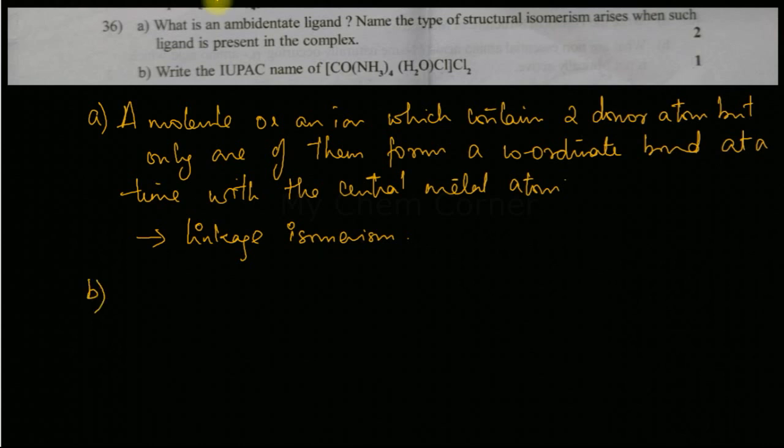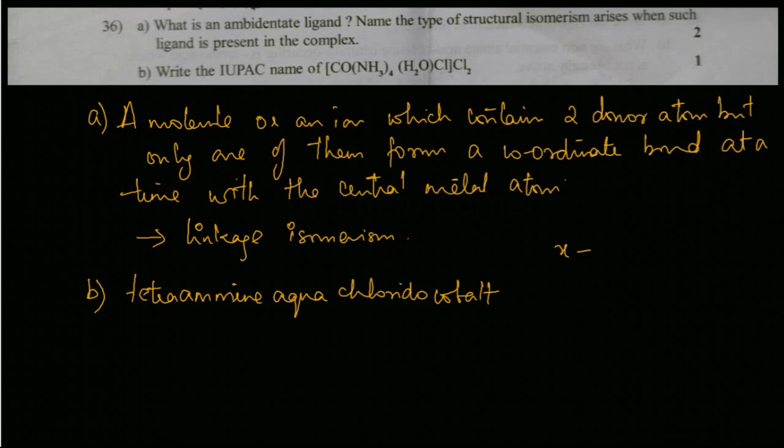B part is write the IUPAC naming of that particular compound. Now here, since it is going to be a compound where Cl2 is outside, you're going to start naming the ligands first in alphabetical order. So here I'm going to write tetraammine, with the double M, tetraammine, aqua, chlorido, cobalt.